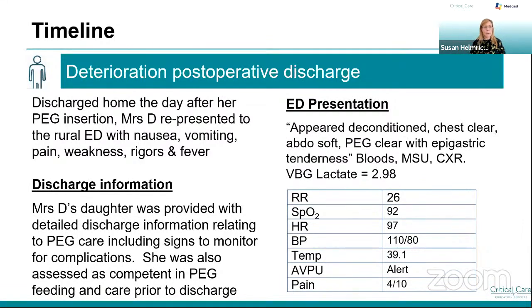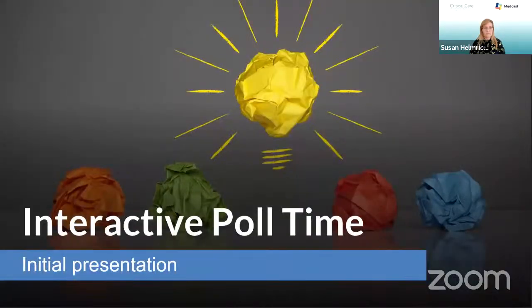So some bloods were ordered on Mrs. D, as was a MSU and a chest X-ray, and they were to be done the following morning. Venous blood gas was collected, and this showed a lactate level of 2.98.